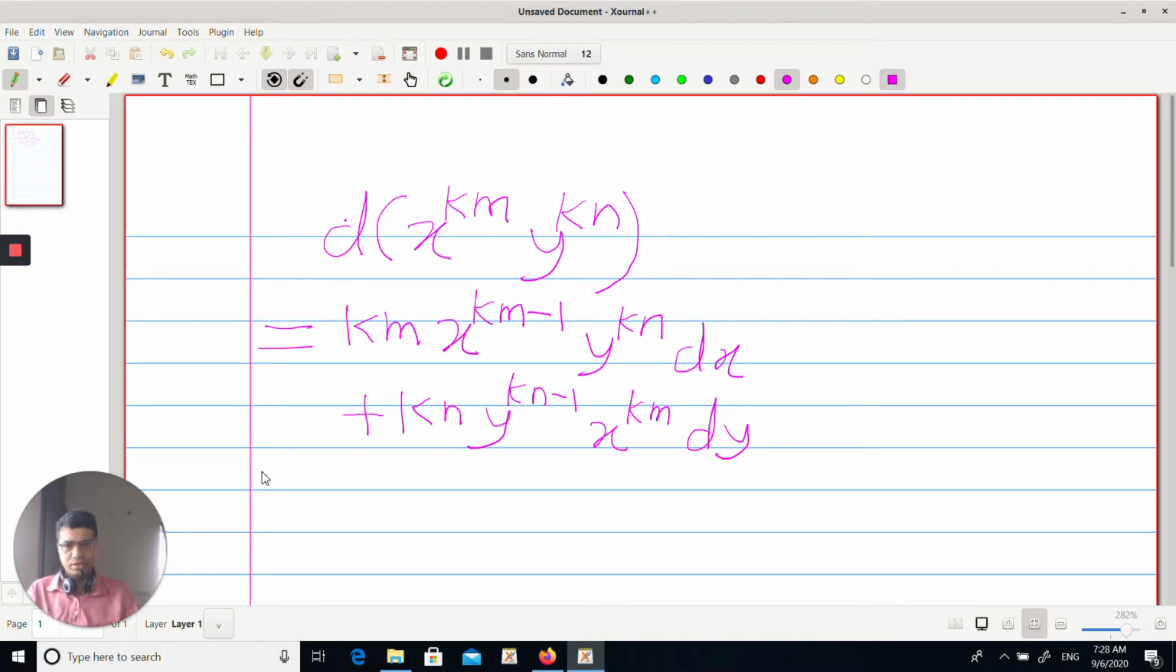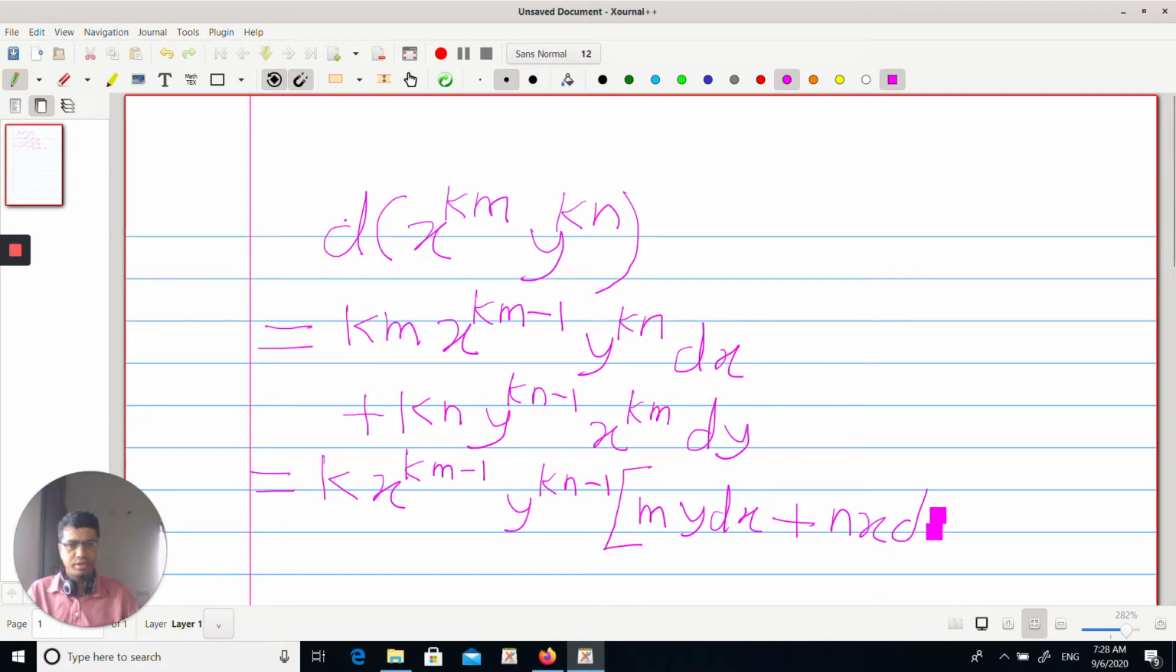Here we can take some terms common, say k into x raised to km minus 1, y raised to kn minus 1. And we have m y dx plus n x dy.